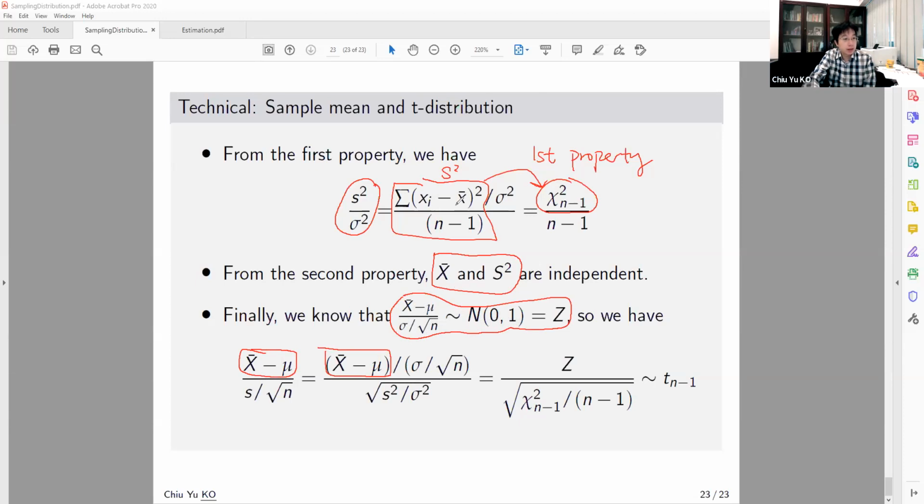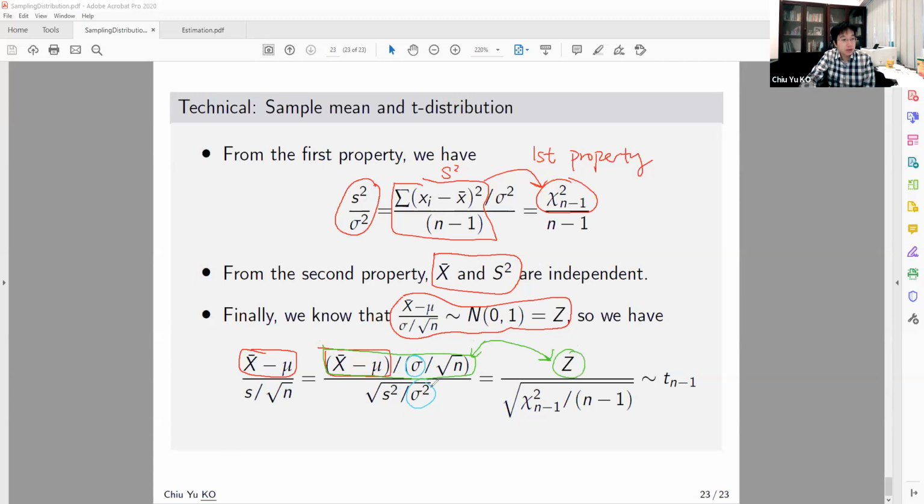And the trick here is, I have this and this. They cancel out. You divide both the numerator and denominator by sigma. And you do notice that this is coming from here. That is z.